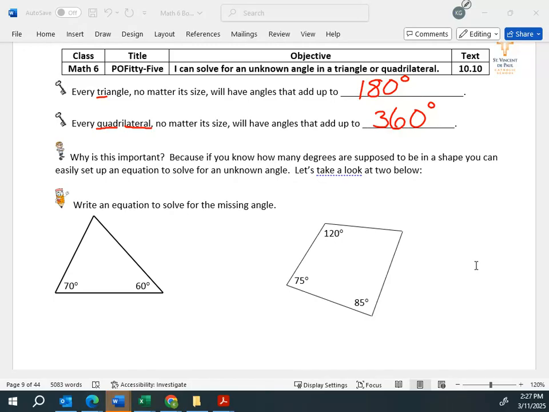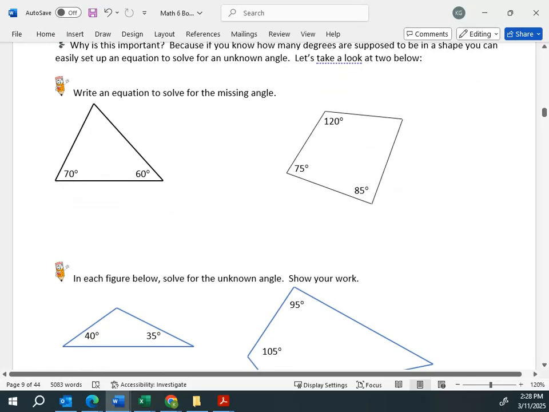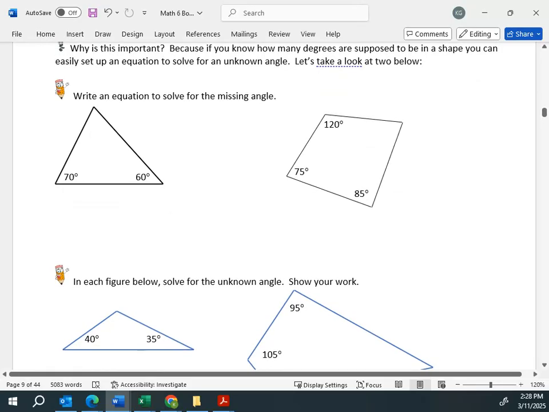So important to remember, triangle equals 180 degrees. Quadrilateral equals 360 degrees, no matter what. So we know the total of the triangle and the quadrilateral for their angles. So how are we going to use this? Why is this important? Because if you know how many degrees are supposed to be in a shape, you can easily set up an equation to solve for an unknown angle.